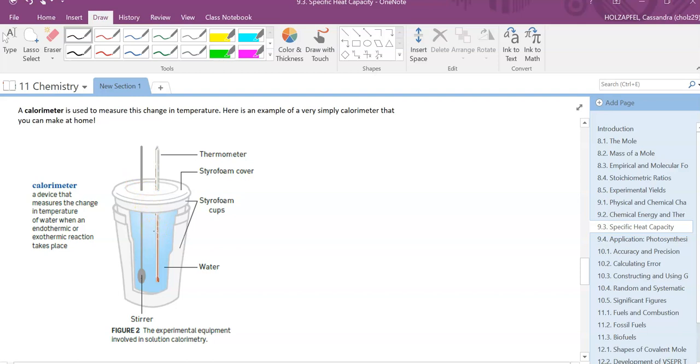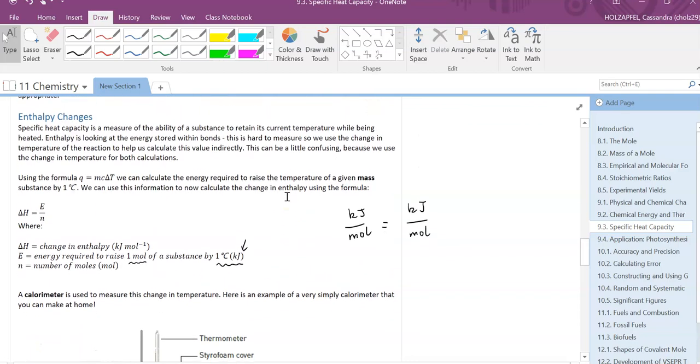All right, I'm going to pause the video there. I'm going to talk about calorimeters and how they're used and how we use this to calculate enthalpy changes in moles in the next video.